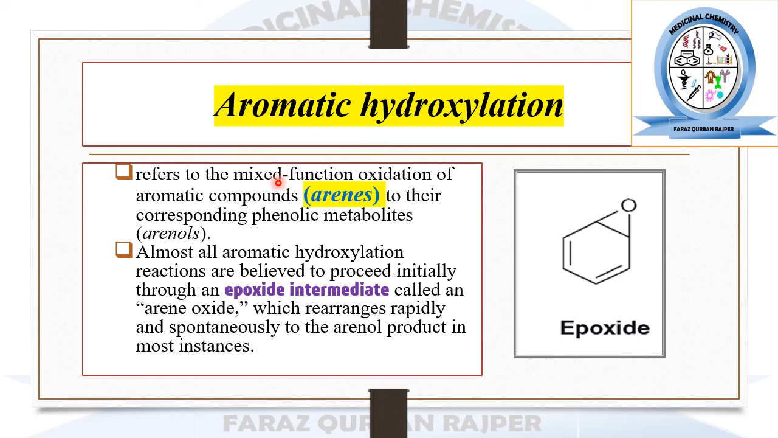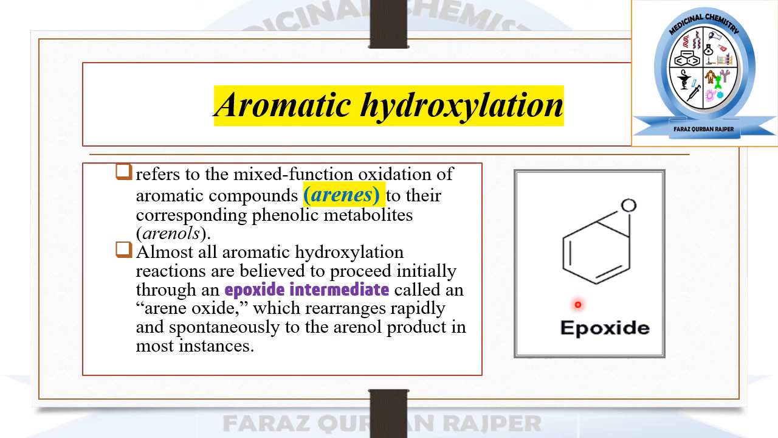So this reaction is also catalyzed by the mixed function oxidation enzyme, and now the arene, that is basically the aromatic ring. After this aromatic hydroxylation, they are converted into the phenolic metabolite, that is the arenol. Almost all the aromatic hydroxylation is believed to go through an intermediate state, that is the formation of an epoxide. That epoxide is also known as arene oxide, which gets rearranged and converted into the arenol, that is the phenolic metabolite product of this aromatic hydroxylation.